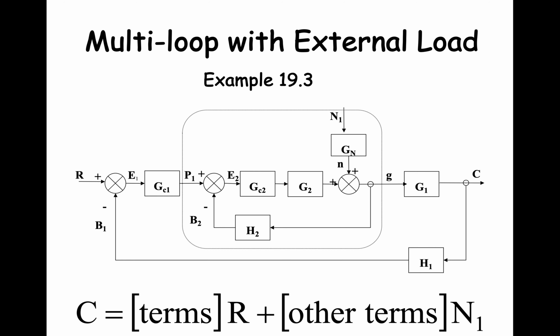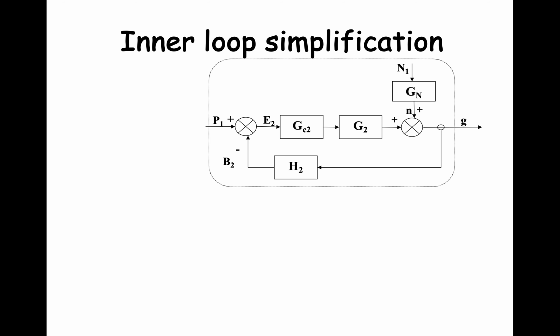We have seen these types of equations before. First, we simplify the inner loop by writing intermediate variables for undefined process inputs and outputs. So we add N and G. G is the process output, so we want to find G as a function of the two process inputs P1 and N1, and the transfer terms GC2, G2, Gn, and H2.